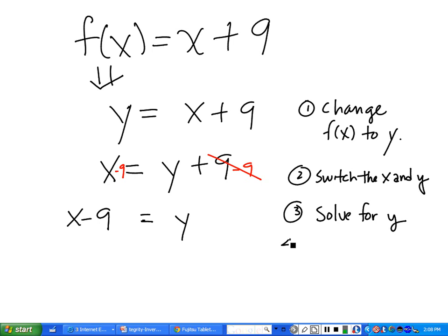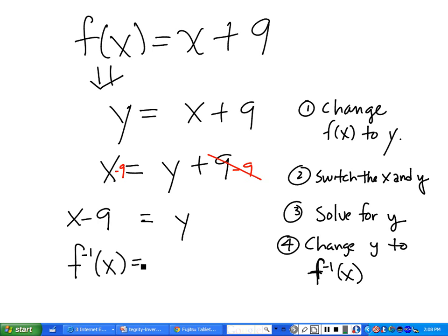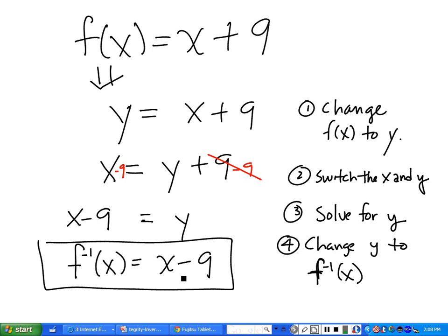What's the last step? We're going to change y to the inverse notation, which looks like f of -1, but it's really not f to the power of -1. It's just the notation for the inverse function. So I'm going to rewrite it where that notation comes first, and we have x minus 9. So x minus 9 is the inverse of x plus 9.